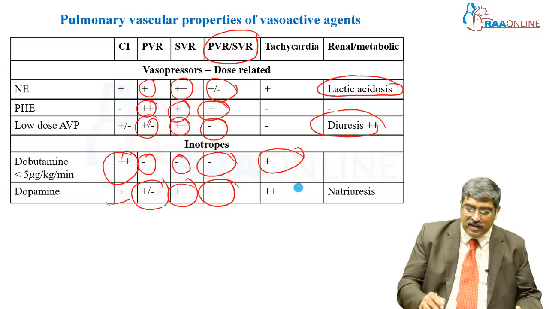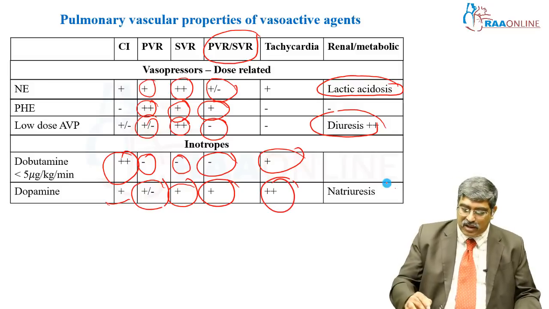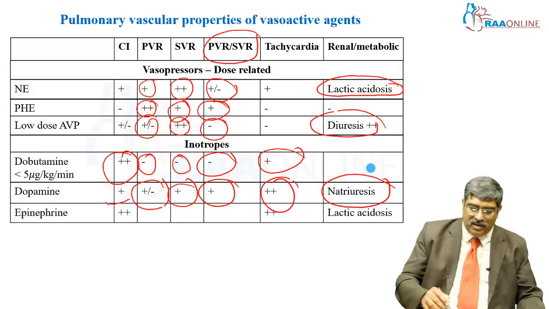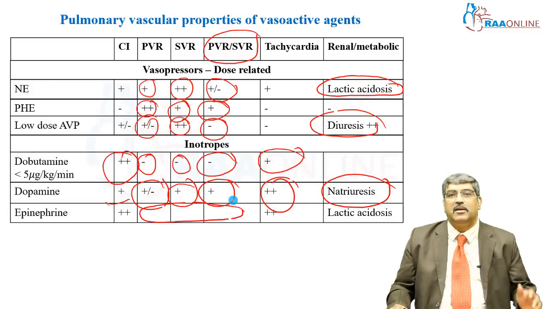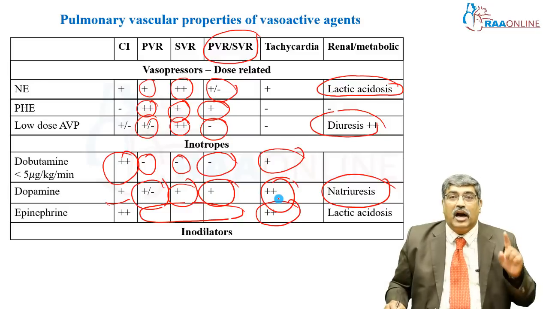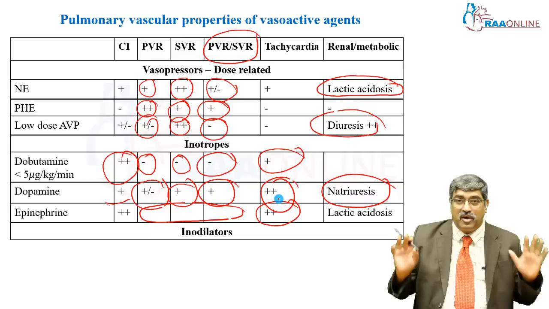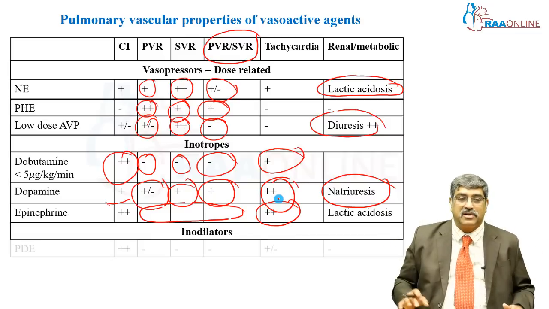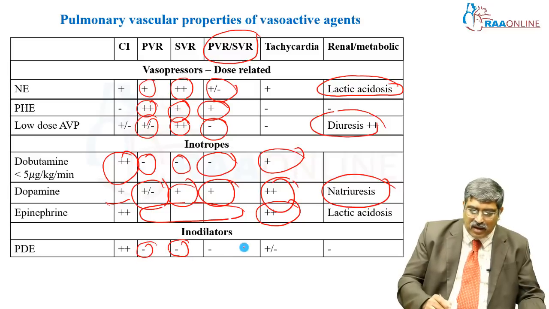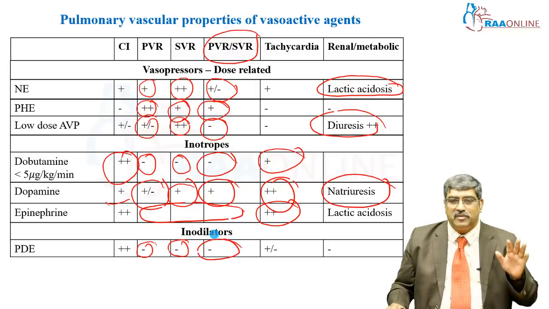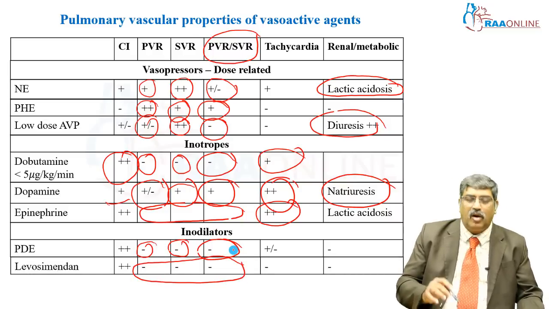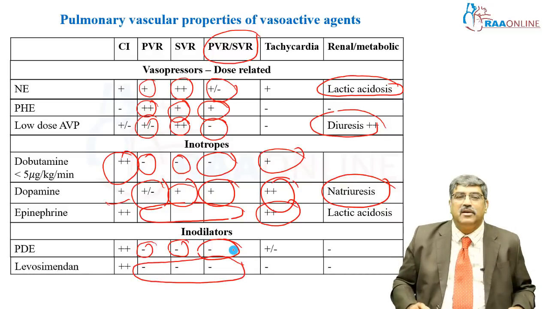It improves the cardiac index and causes tachycardia. By improving the cardiac output, it can cause natriuresis. Epinephrine, the effect on PVR and SVR is not much studied, but it improves the cardiac index and causes tachycardia. Coming to the inodilators, which come in handy in the perioperative period in patients with severe RV dysfunction, your phosphodiesterase inhibitor reduces the PVR and SVR and it favorably alters the PVR-SVR ratio. And coming to levosimendan, again it favorably alters your PVR-SVR ratio.